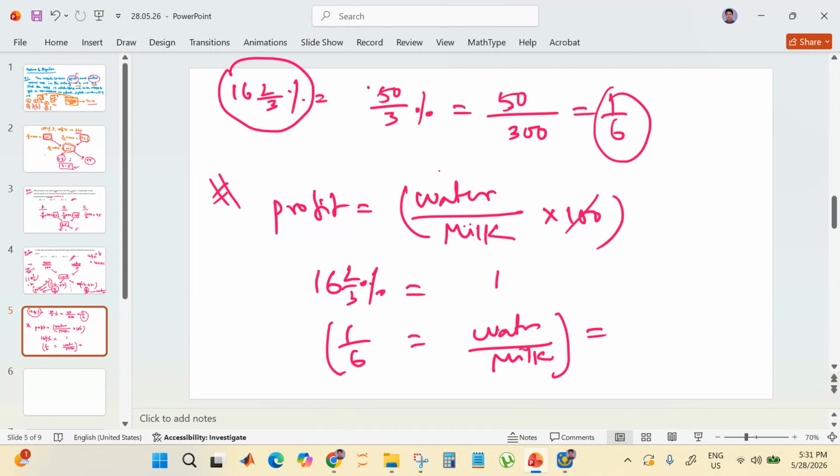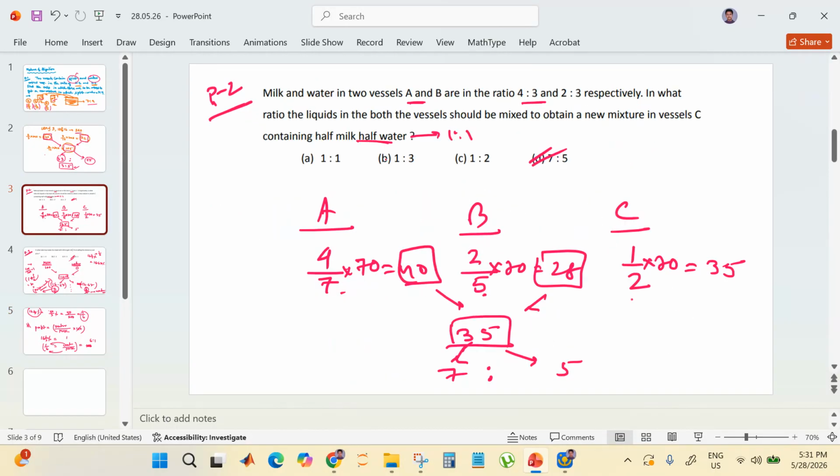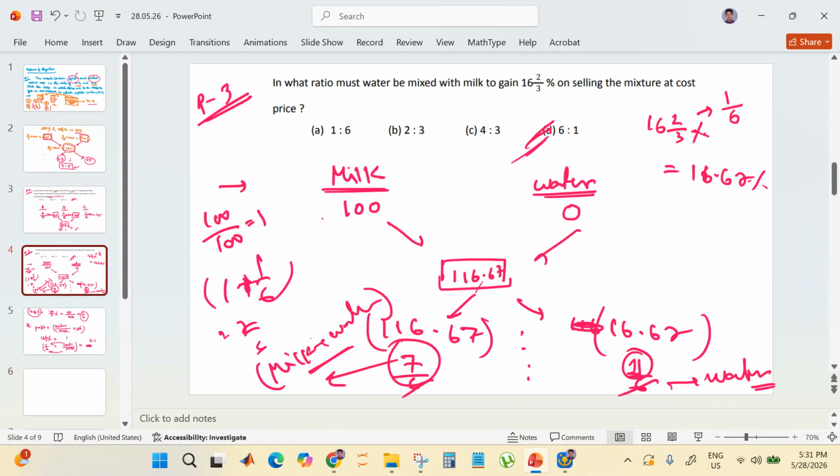Profit means the amount of water you actually mixed in with the milk. So profit means 16 whole 2 by 3%. That means 1 by 6. That means water has a ratio 1 and milk has a ratio 6. So 1 is to 6 or 6 is to 1 basically in the problem. What is the ratio asked in the question? Check. It is 1 is to 6 and 6 is to 1. Both answers are there.